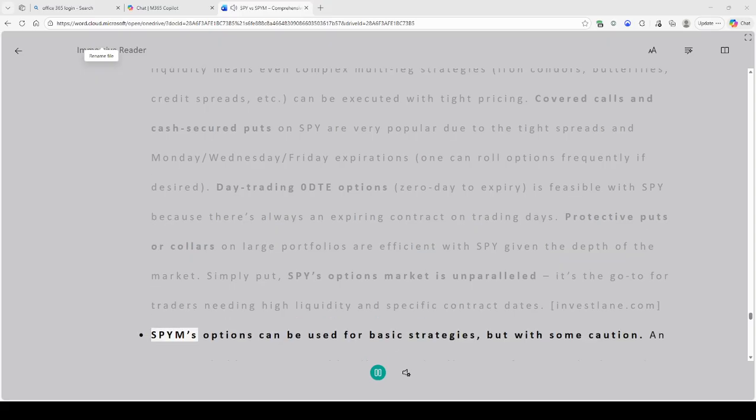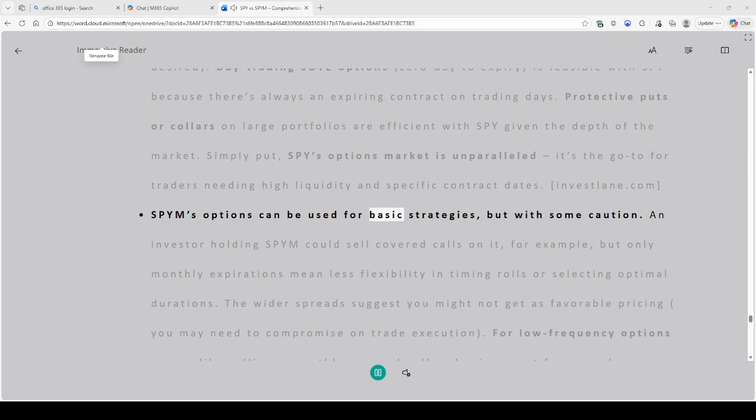SPYM's options can be used for basic strategies, but with some caution. An investor holding SPYM could sell covered calls on it, for example, but only monthly expirations mean less flexibility in timing rolls or selecting optimal durations. The wider spreads suggest you might not get as favorable pricing. You may need to compromise on trade execution.